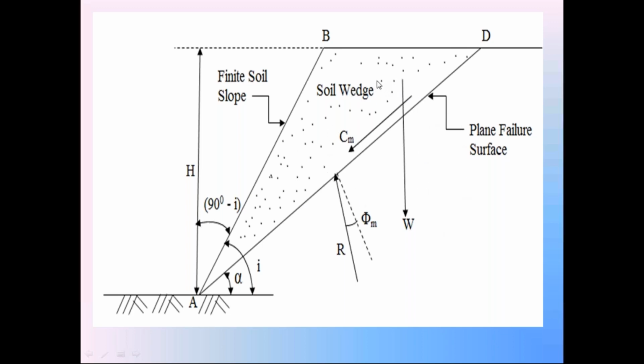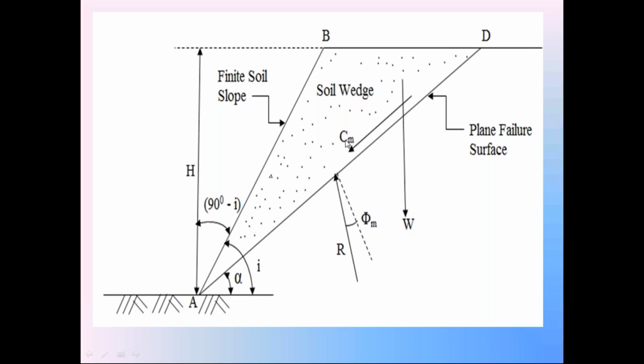Out of these three forces, we know the direction of W, acting vertically downwards. We also know the magnitude of W because we can calculate the area of ABD in the graph sheet. With unit thickness of 1 meter, you know the volume of the soil wedge V, and you know the unit weight from the field. So you can calculate this weight W. So here we know the direction of W vertically downwards and also the magnitude.